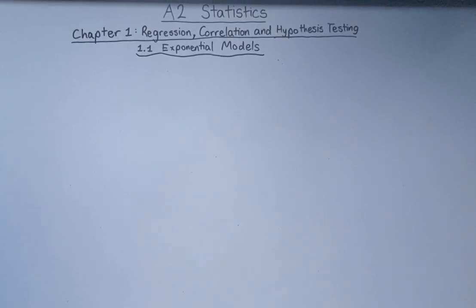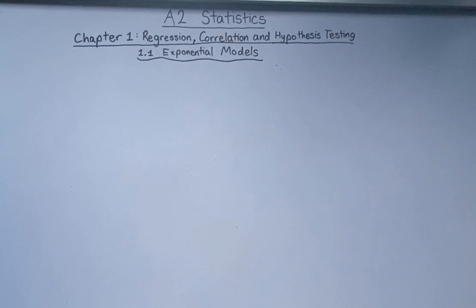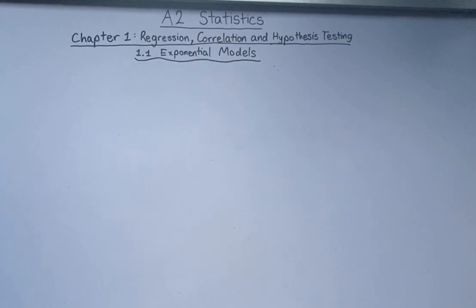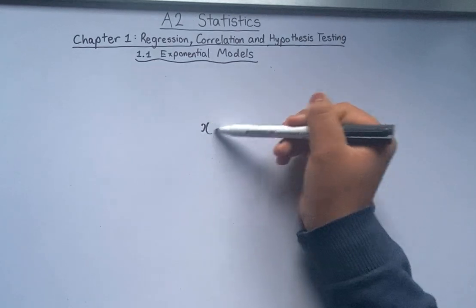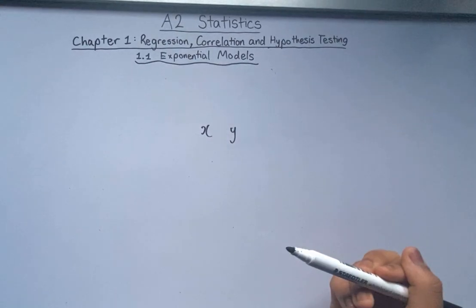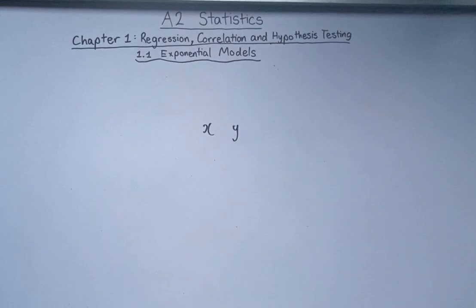A2 Statistics, Chapter 1, Regression, Correlation, and Hypothesis Testing. Lesson 1, Exponential Models. You can use regression lines to model linear relationships between two variables. Sometimes the data might show a pattern that may not fit a linear model. You can use logarithms and coding to examine trends in nonlinear data.